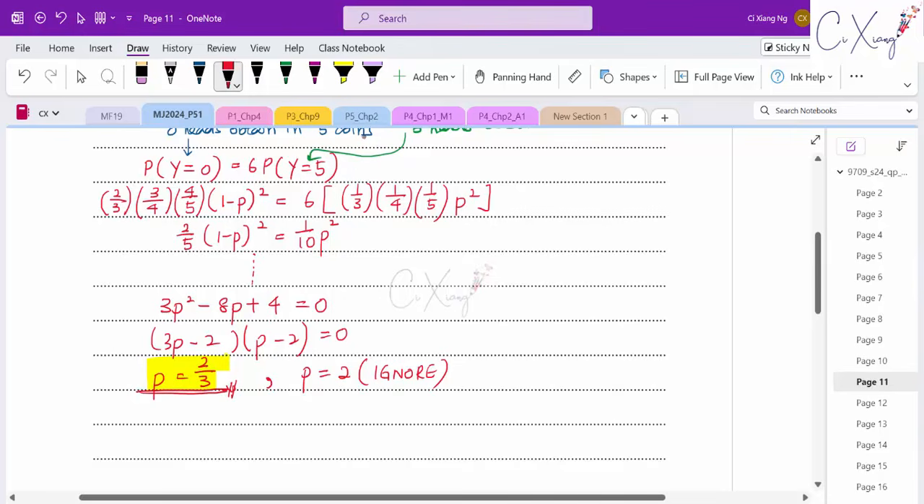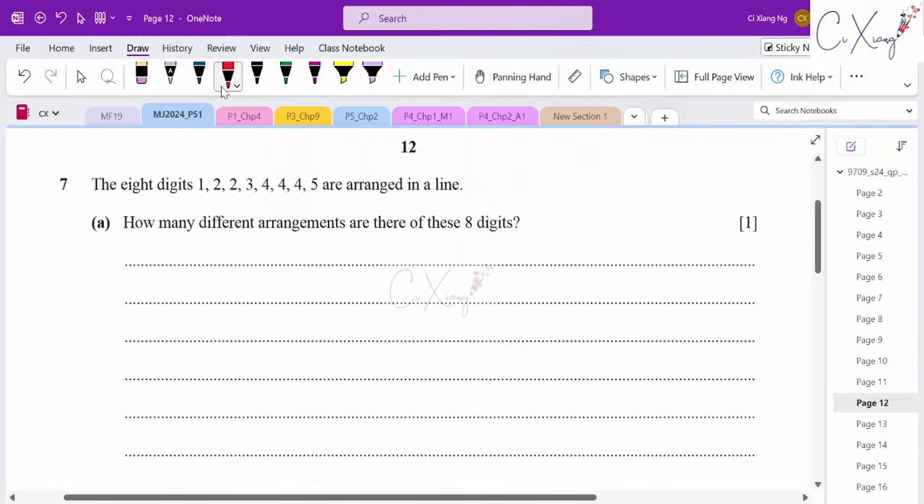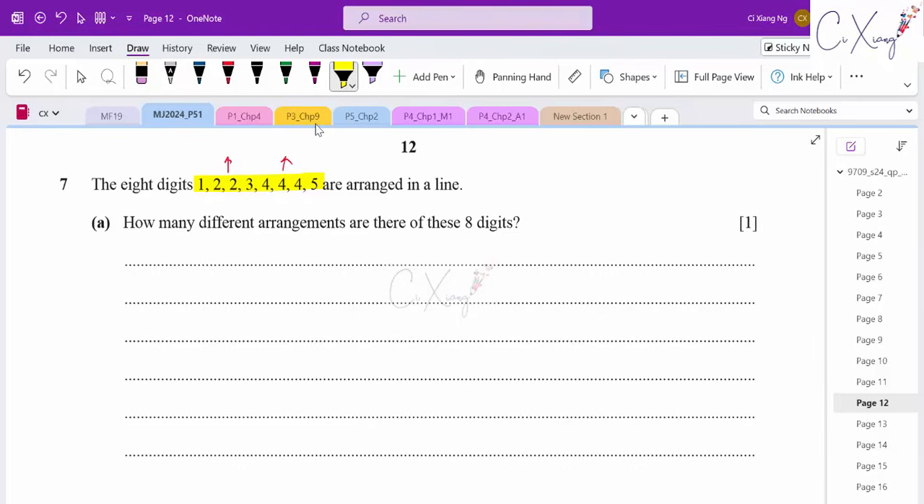Right, so this is how we solve question number 6. The last question for this paper: I have 8 digits here, 1, 2, 3, 4, 5, 4, 5. So I have 2 identical 2s and also 3 identical 4s. How many different arrangements are there of these 8 digits?